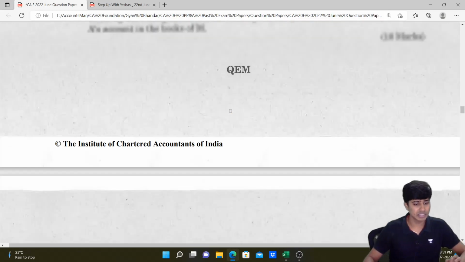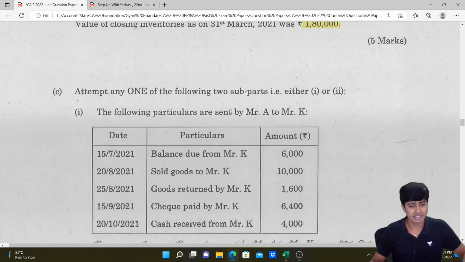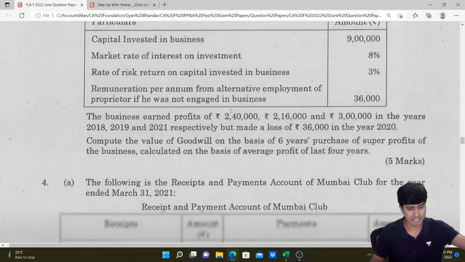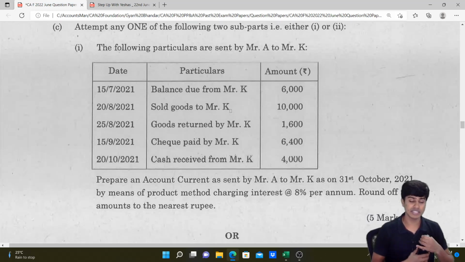So we're done with 3A, 3B. Let's see 3C. 3C may have an option. Either you can attempt the first part or the second part. Let's see one after the other. Let's see the first part now. The following particulars are sent by Mr. A to Mr. K.